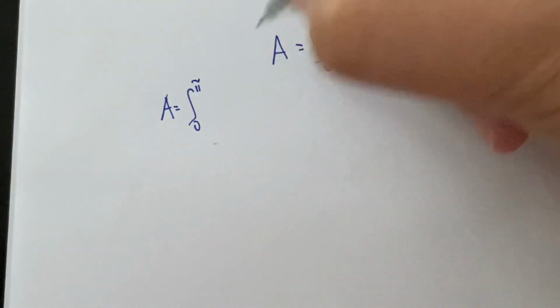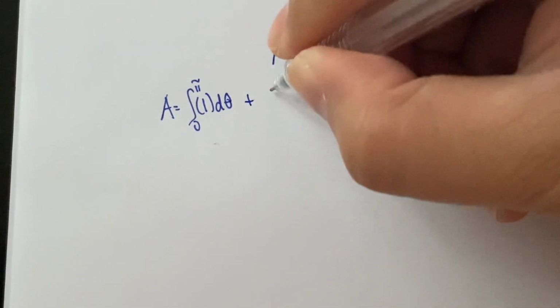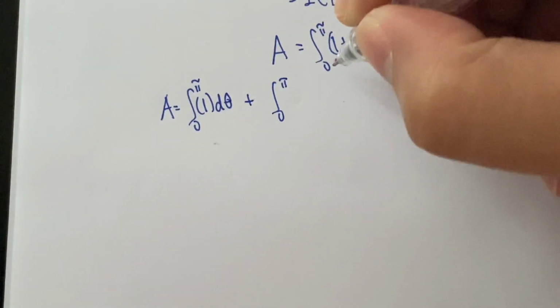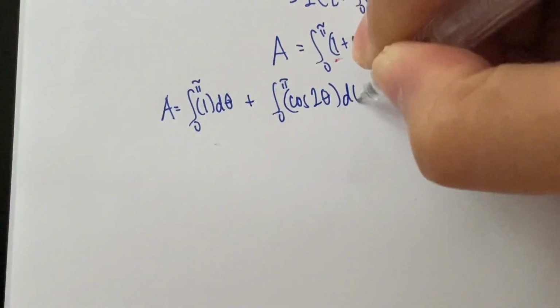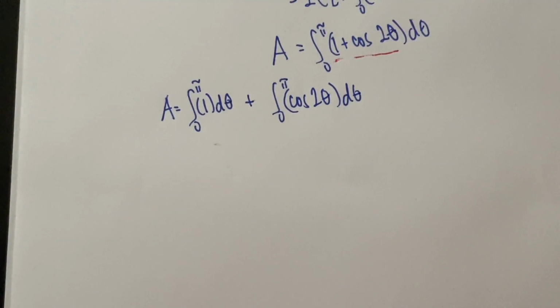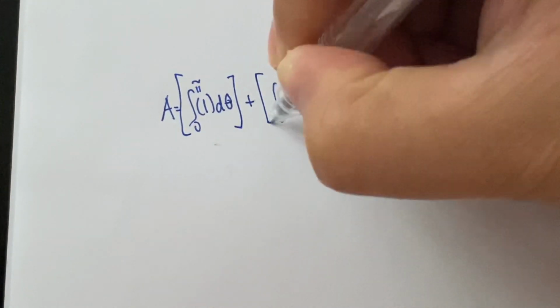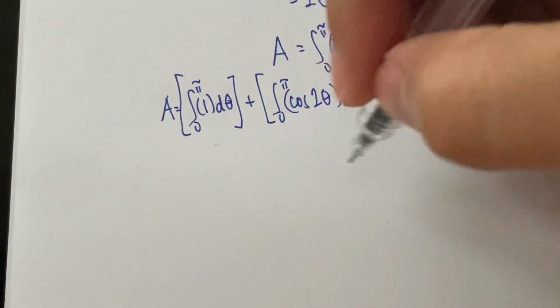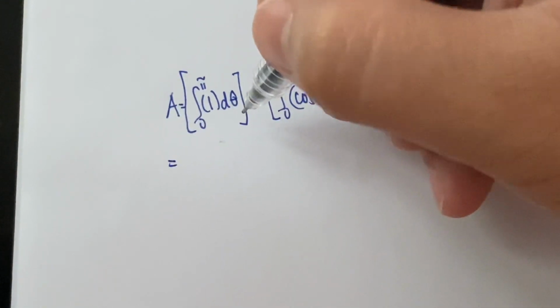0 to pi 1 d theta. That's the first step. And then this becomes plus integral 0 to pi cosine 2 theta d theta. And then we're going to evaluate them one by one here. So I think it's better if we put a big bracket on both of them so that we can evaluate them separately.